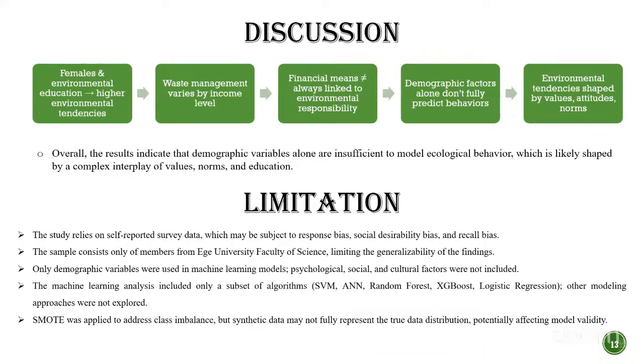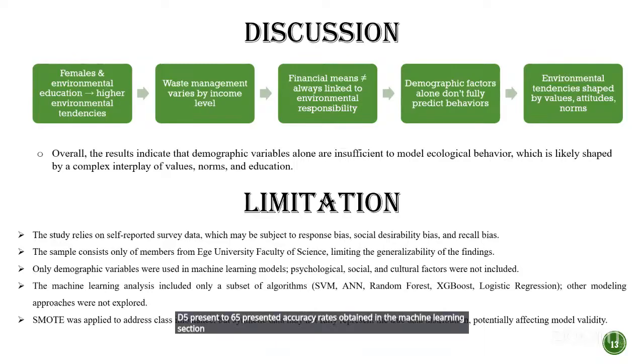The 50% to 65% accuracy rates obtained in the machine learning section revealed that demographic variables alone could not adequately predict the environmental tendency of participants. And of course, there are some limitations in this study.